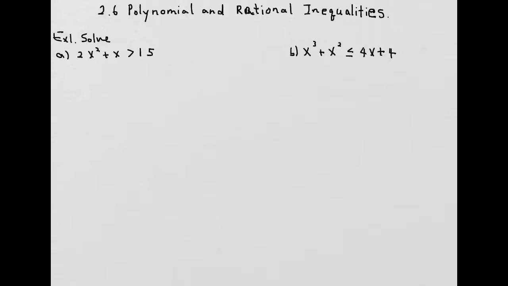Solving a polynomial inequality, step 1: you want to set one side equal to 0. So you have 2x squared plus x minus 15 is greater than 0. You always have to start with one side being 0.